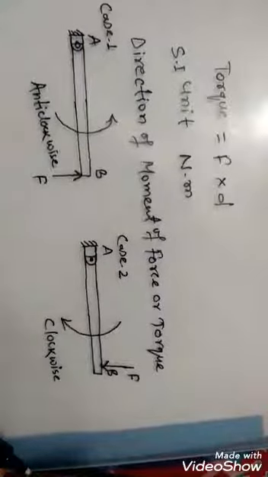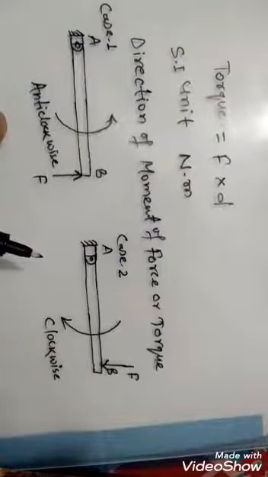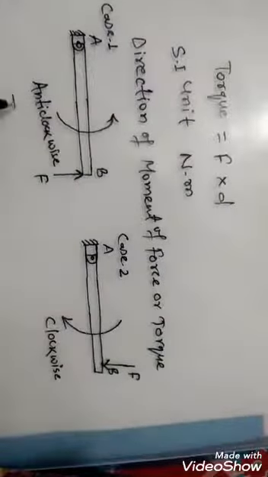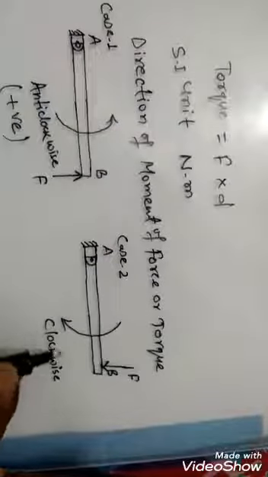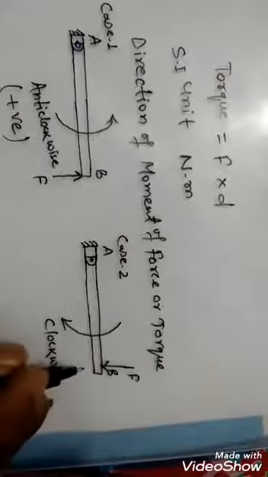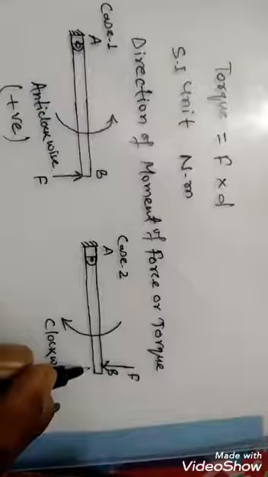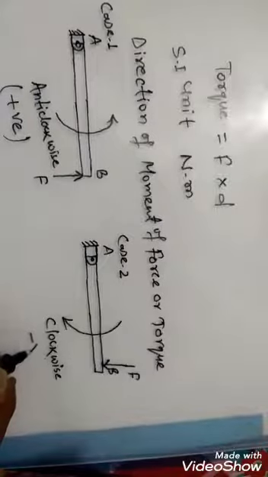Thus, the direction of rotation of the bar represents the direction of moment of force or torque. If force is acting in the upward direction, then the direction of moment of force will be anticlockwise, which is conventionally considered as positive. And if the force is acting in the downward direction, which causes rotation of the bar in the clockwise direction, it is conventionally taken as negative.